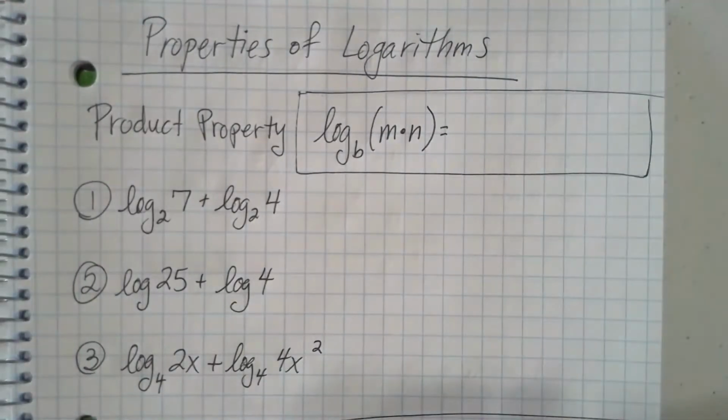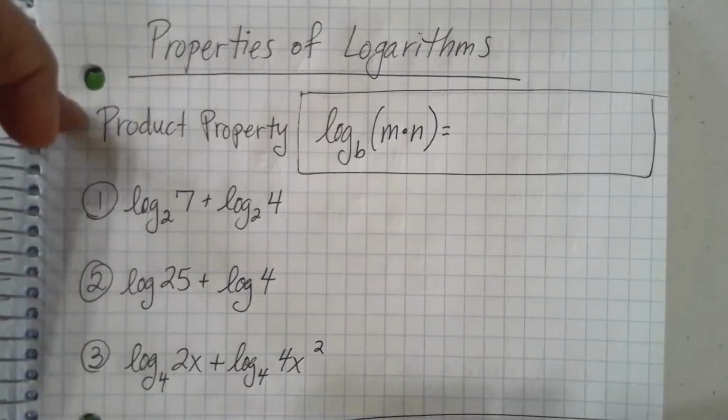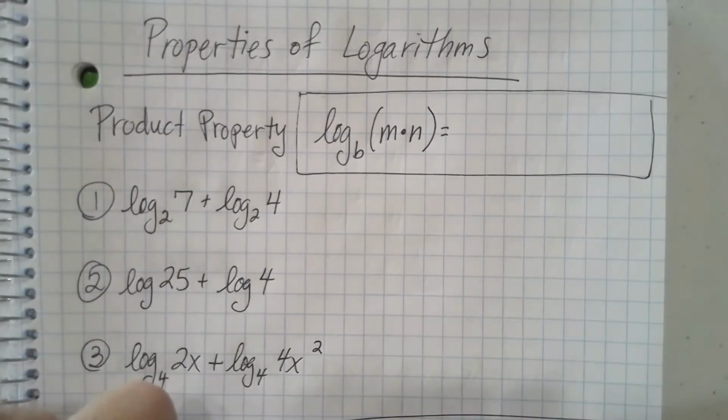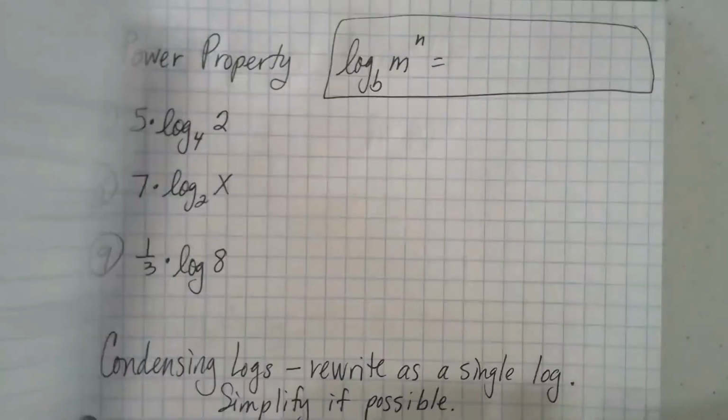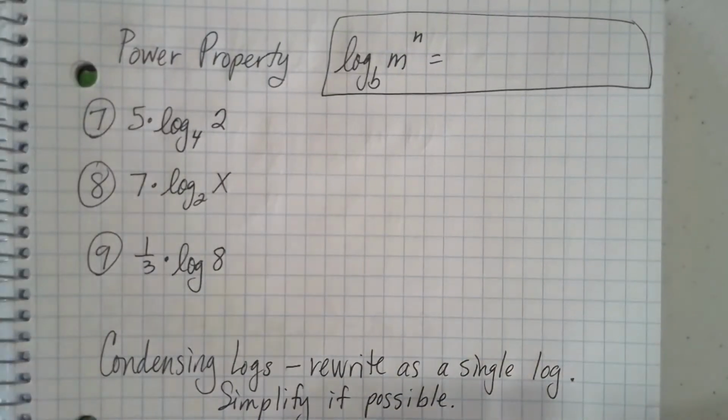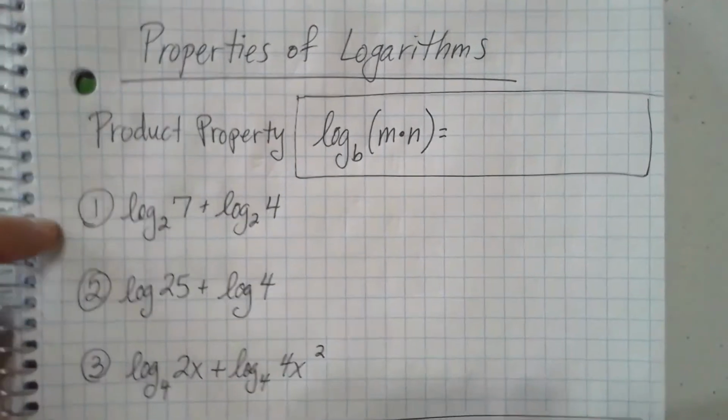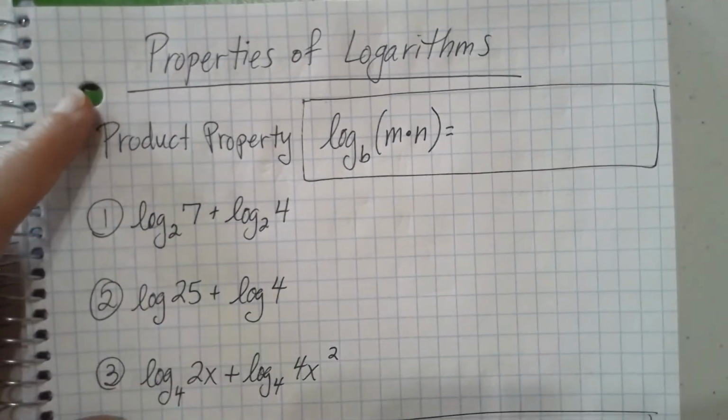Hey y'all, today we are going to look at properties of logarithms. There are three of them that we are going to look at. We're going to look at the product property, which is the answer to multiplication. We're going to look at the quotient property, which is the answer when we are dividing. And then we're going to look at the power property, where we're raising it to another exponent. Okay?